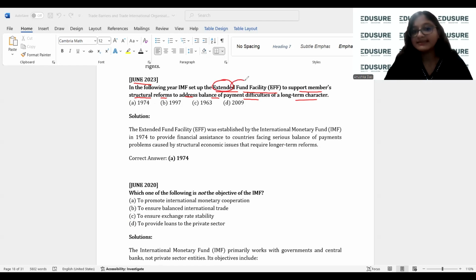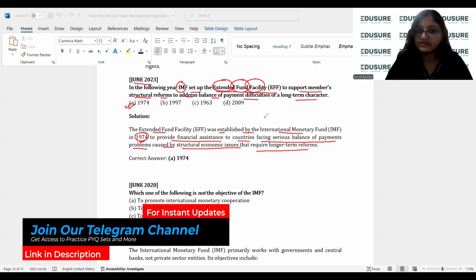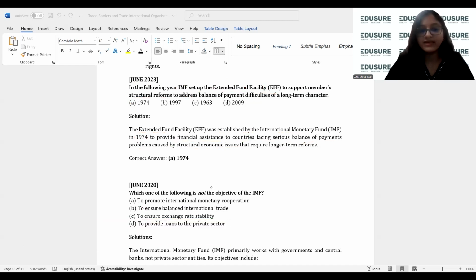So when was this Extended Fund Facility set up? The year will be 1974. See here the explanation: the Extended Fund Facility was established by IMF in the year 1974 to provide financial assistance to countries facing serious balance of payment problems caused by structural economic issues that require long-term reforms. So this is the year 1974 that you need to know. EFF was introduced by IMF in 1974 to extend financial assistance to the needy country. So this question is from June 2023. Now let's look at the June 2020 question.